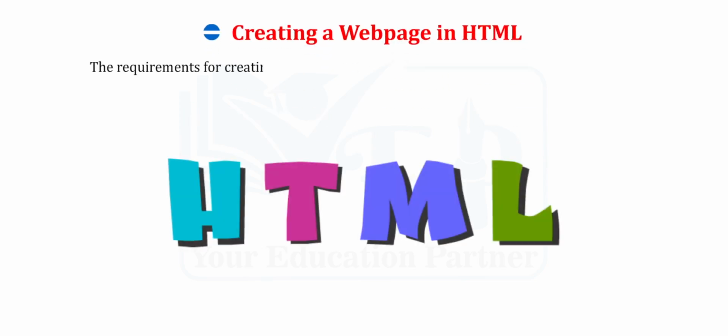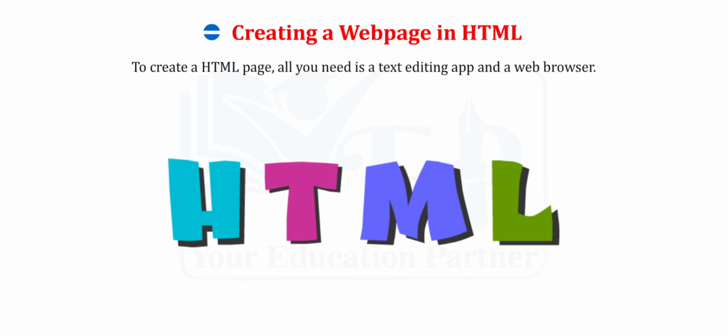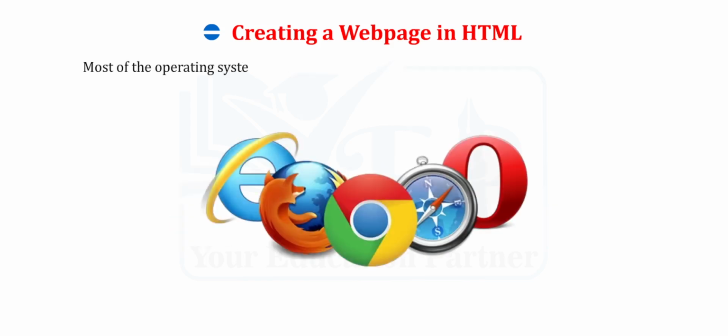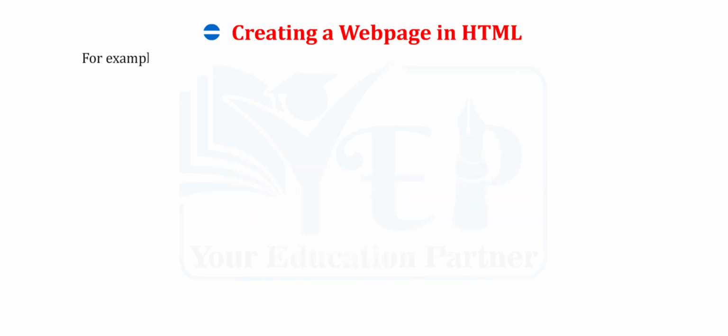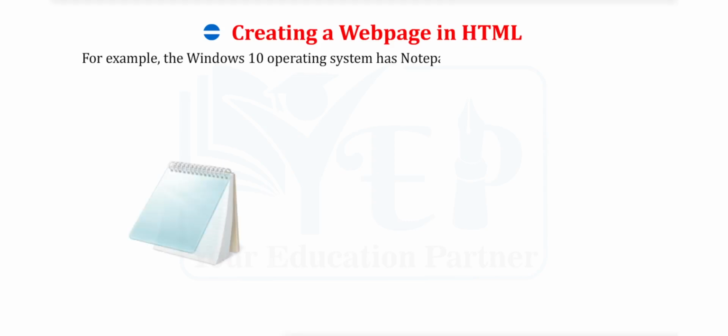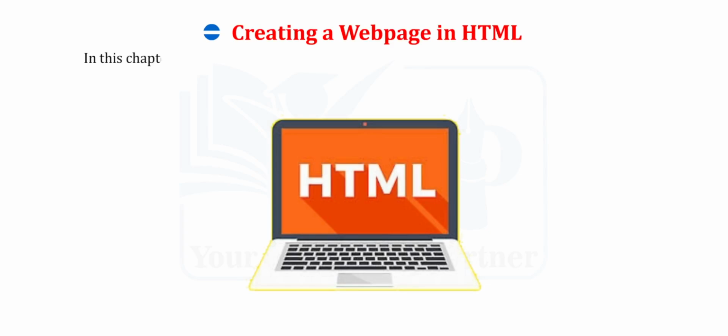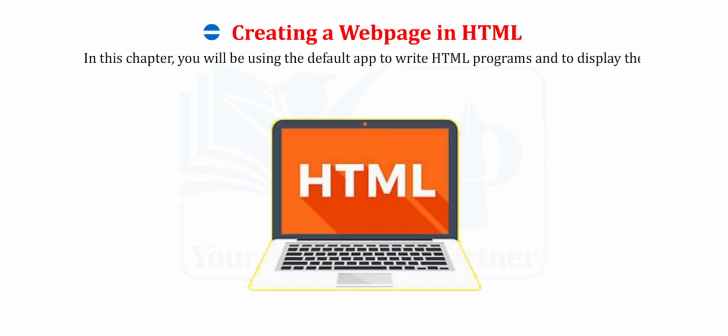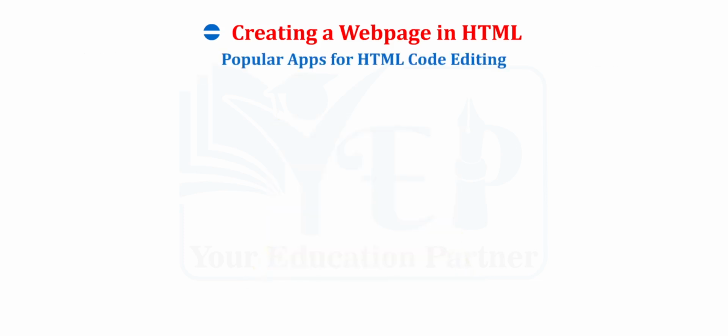The requirements for creating a web page with HTML are simple and are readily available. To create a HTML page, all you need is a text editing app and a web browser. Most of the operating systems are preloaded with a text editing app and a web browsing app. For example, the Windows 10 operating system has Notepad text editing app and Edge as its default browsing app. In this chapter, you will be using the default app to write HTML programs and to display the output using Microsoft Edge browser.